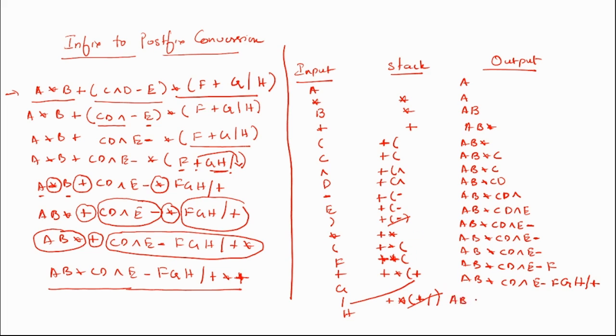Therefore I will just write this expression completely again: CD to the power E minus FGH division plus, and I will pop out each and every operator that is left in the stack. First I'll pop out star, and then I'll pop out plus. As you can see, AB star CD to the power E minus FGH division plus star plus is exactly the same as what we got using the direct method. Therefore, our answers match, and we have done it in the right way. Our solution is correct, right? You can actually verify this from the direct method.